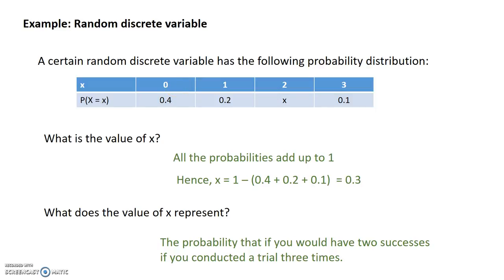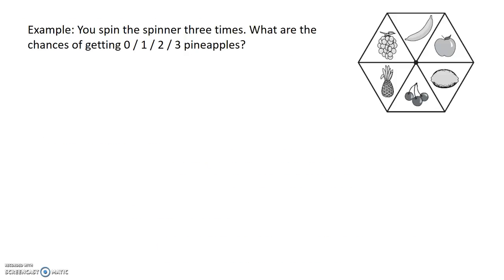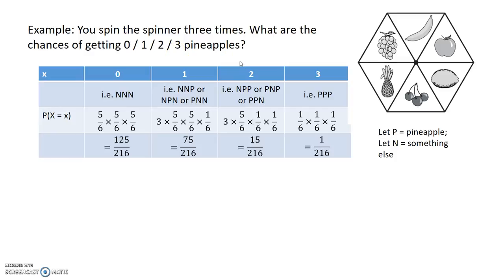Okay, new example. We've got a spinner. It's got different fruits on it, and we're going to spin it 3 times. And how many times is it going to land on pineapple? So what are the chances of getting no pineapples, 1 pineapple, 2 pineapples, or 3 pineapples when we spin it 3 times?